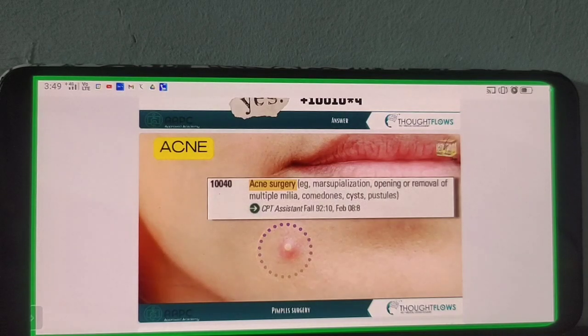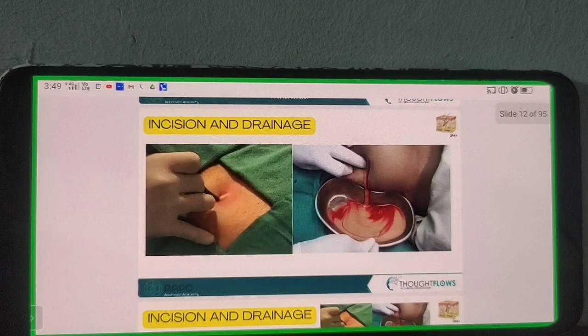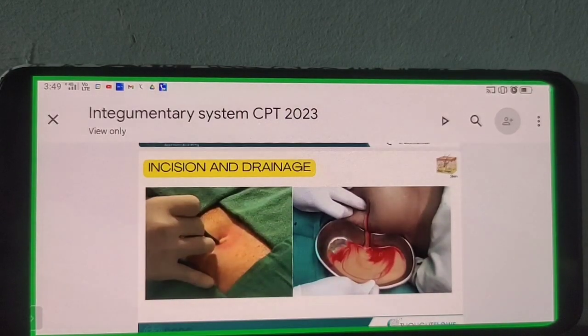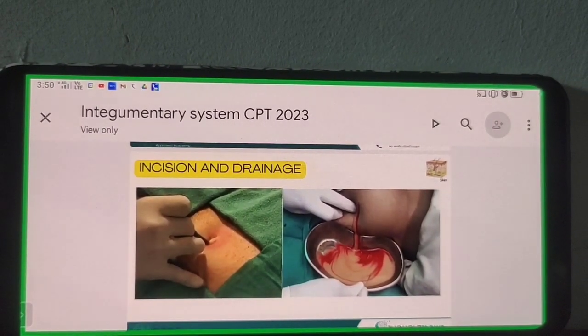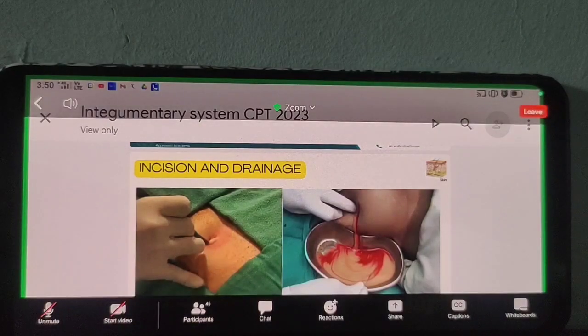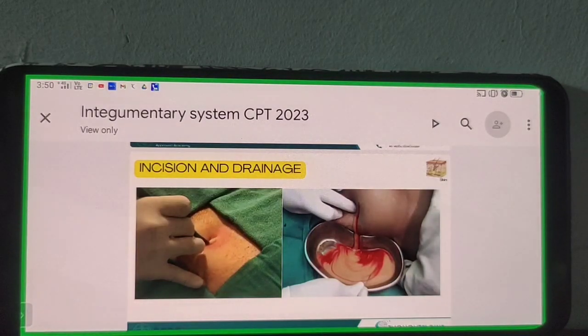Then for incision and drainage. The surgeon may cut and drain the fluid. See the image. This is the process of incision and drainage. The surgeon makes a cut and drains the fluid. That is called I and D. I stands for incision, D stands for drainage. If the surgeon is not able to drain the fluid, we should not report the code for incision and drainage.